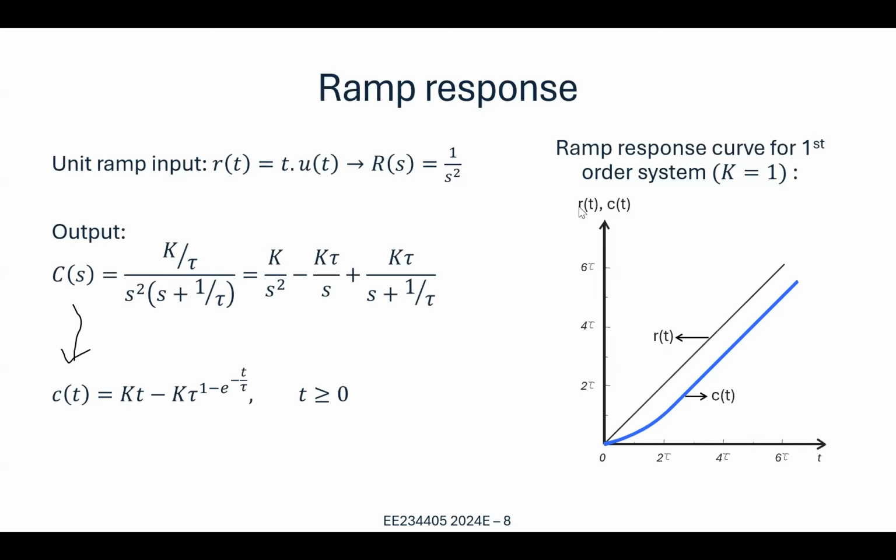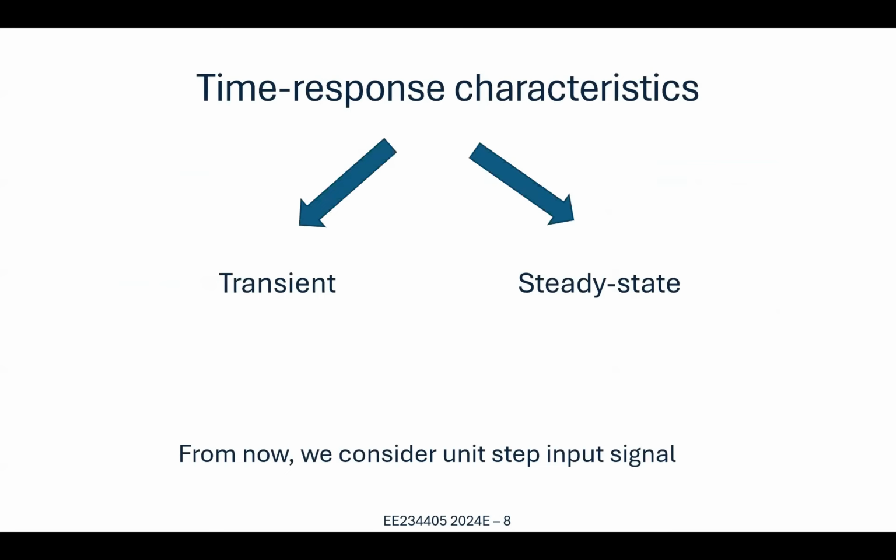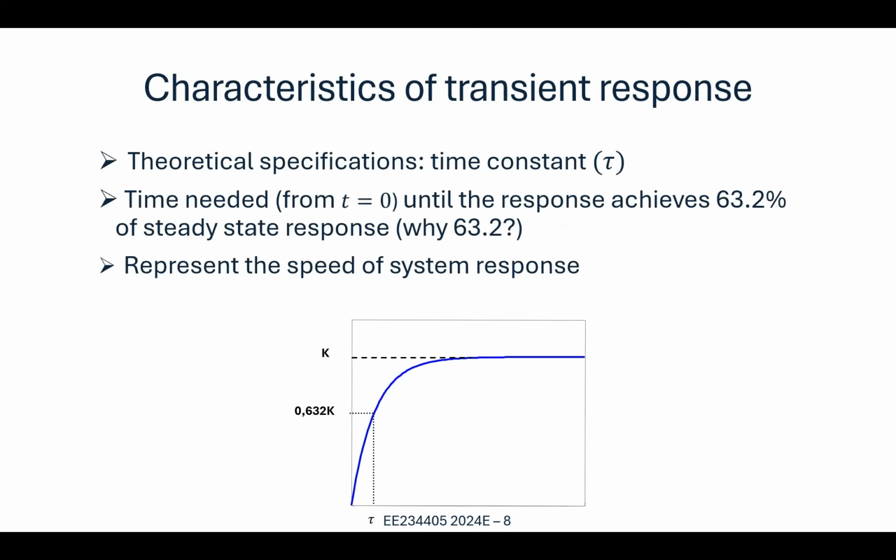All right. So in general, there are two cases or two categories. The first one is transient. The second one is steady state, as I mentioned. And for now, I think we consider the unit step as the input signal, just to simplify the problems here. And we have some characteristics of the transient response.